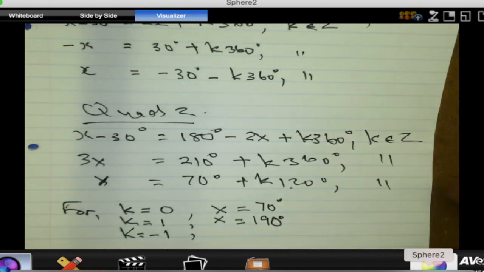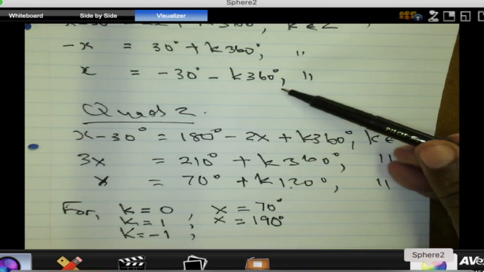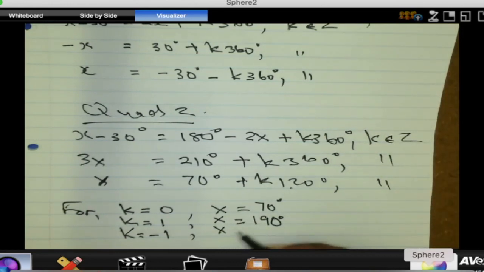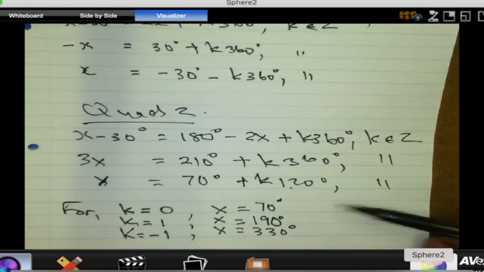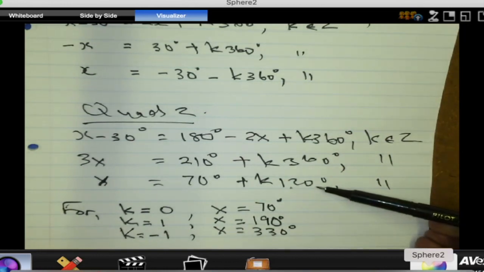Let's try negative 1. In the first one, if I put k equal to negative 1, we end up with 330, right? Okay, so we need that. So x will be equal to 330 degrees. What about in the second one? If we put k equal to negative 1, does it work? It doesn't help us. Okay.